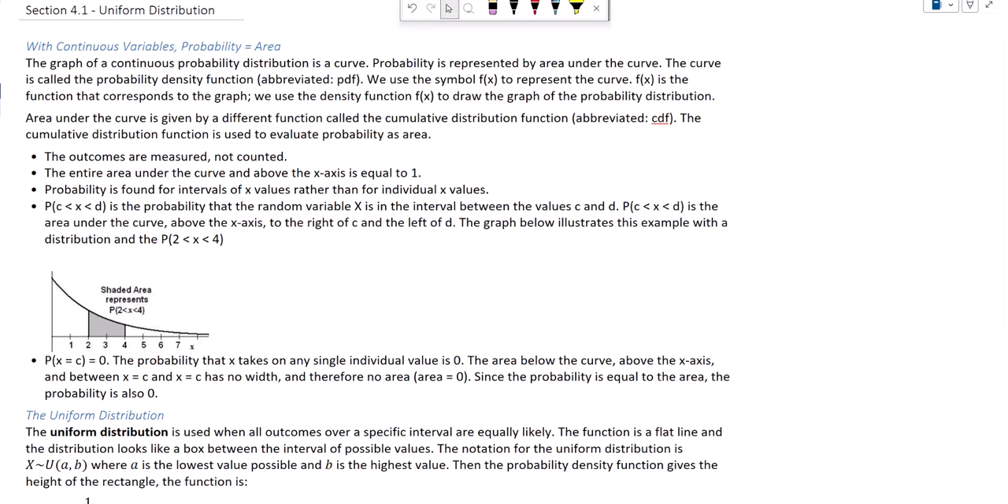All right, I wanted to talk about section 4.1 a little bit. This is going to be where we're headed in probability distributions, and we've worked on them just a tiny bit. This one is going to be the uniform distribution. So, a few things to note about the uniform distribution.